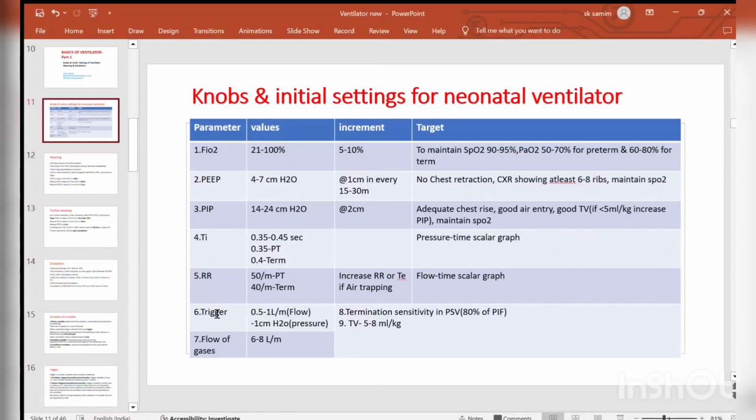Then trigger. Trigger is set between 0.5 to 1 liter per minute in flow trigger and minus 1 centimeter of H2O in pressure trigger. Then flow of gases is usually set between 6 to 8 liter per minute. Termination sensitivity is usually seen in pressure support ventilation and it is set at 80% of peak inspiratory flow. Then tidal volume is usually set between 5 to 8 ml per kg.